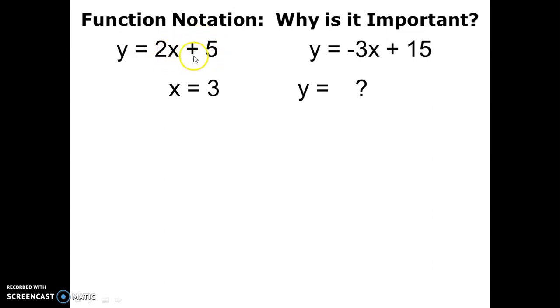Well, you could put 3 in here and get an answer of 11, or you could put a 3 in there and get an answer of 6. So you're left wondering, are they asking me for this one or this one? I don't know. Is it 11? Is it 6? What's happening?